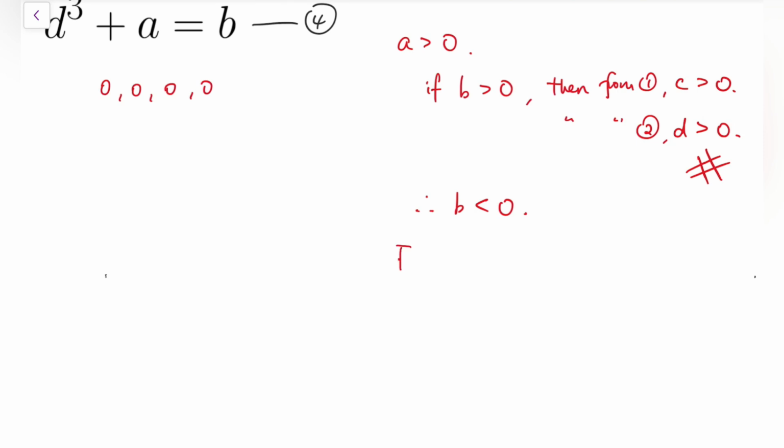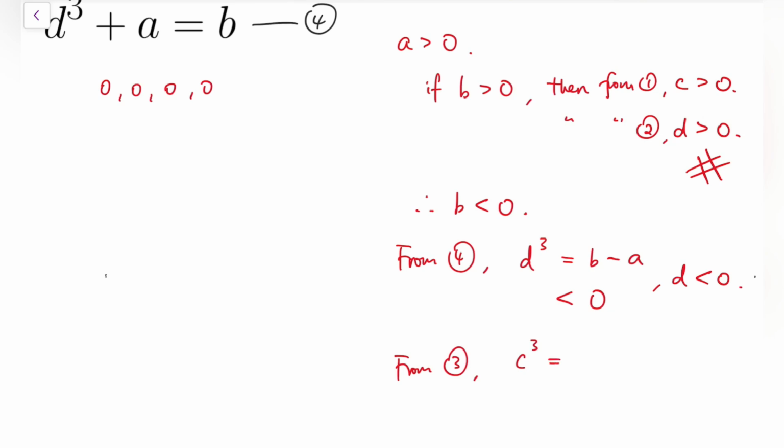Then from the fourth equation, we can rewrite d cubed equals b minus a. So b is negative minus a positive number a, which is negative. So d is negative. And then finally, from the third equation, c cubed equals a minus d. And a is positive, subtracting a negative number. So that means c is positive.